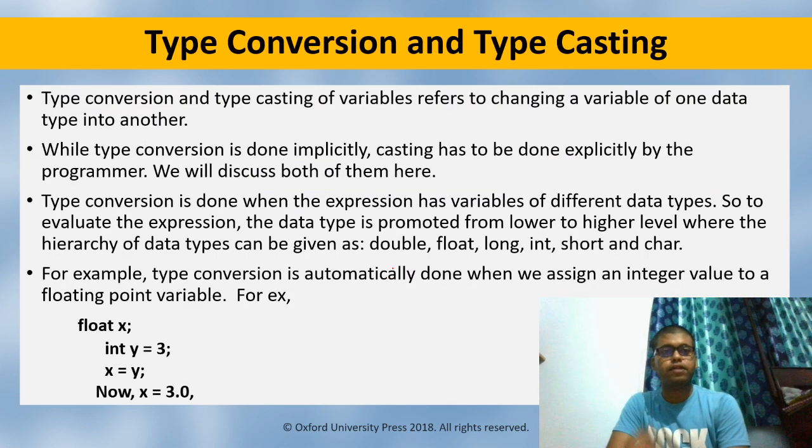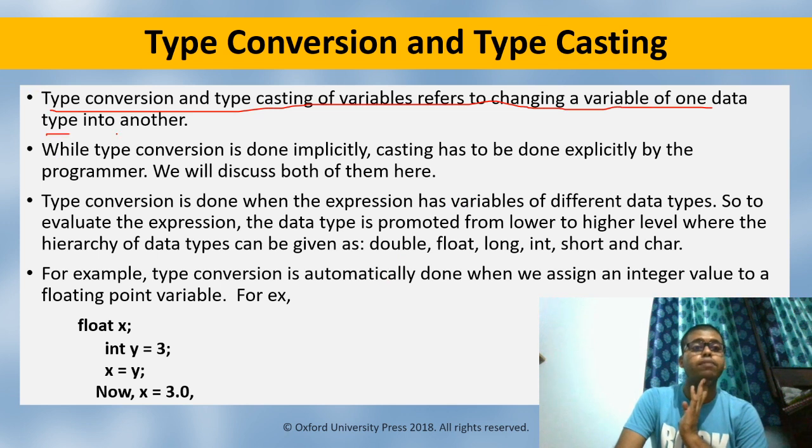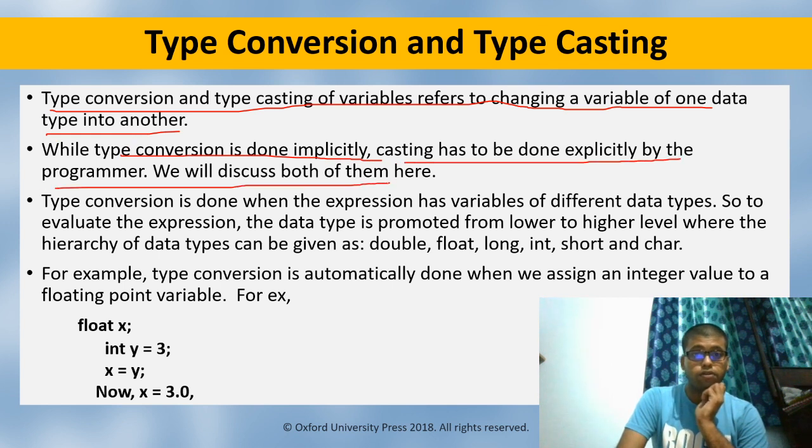So this is about type conversion and type casting. Type conversion and type casting refer to changing a variable from one data type to another data type. While type conversion is done implicitly, casting has to be done explicitly by the programmer. We'll discuss them here. Type conversion is done when an expression has variables of different data types.